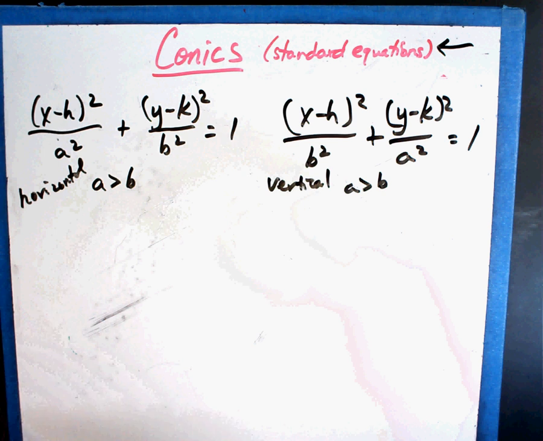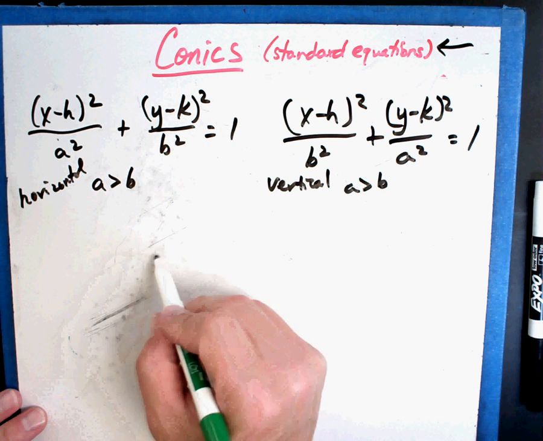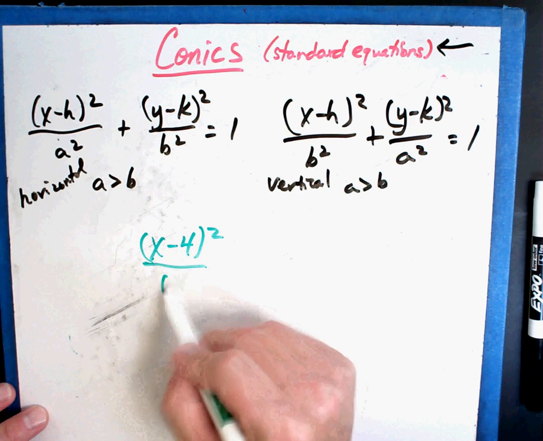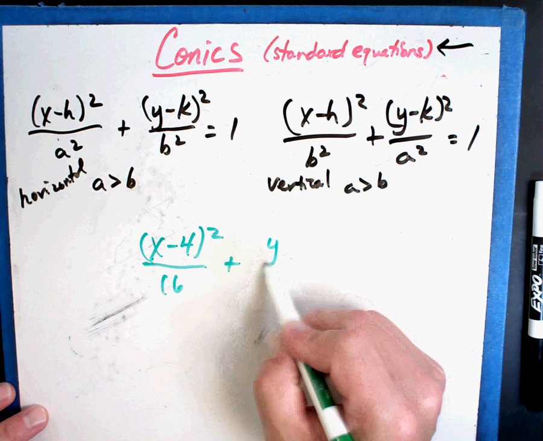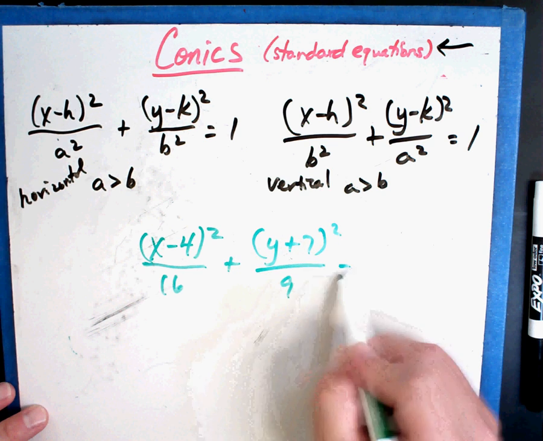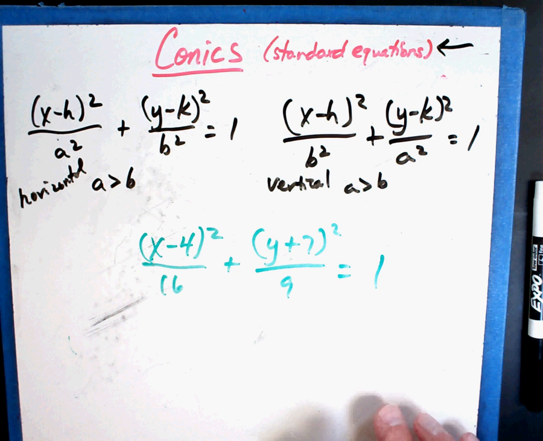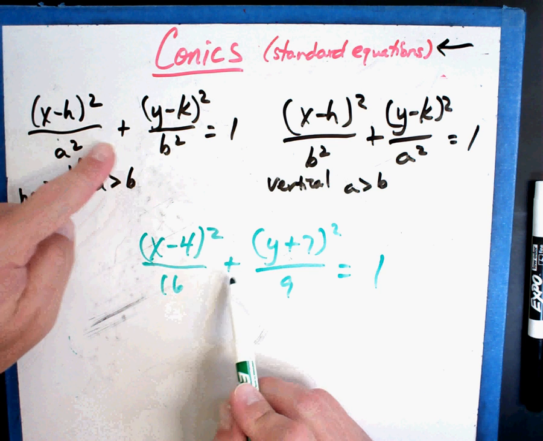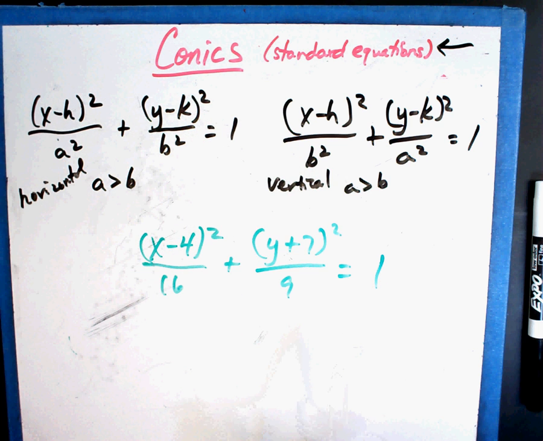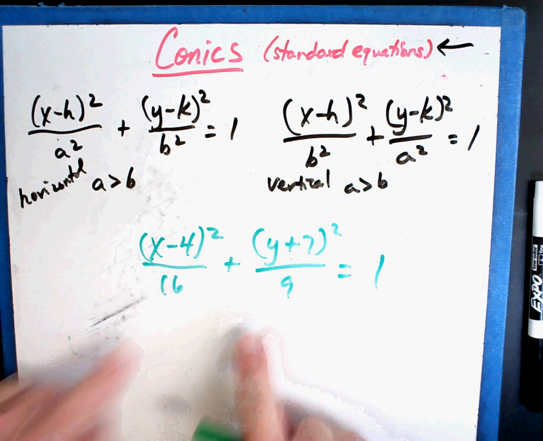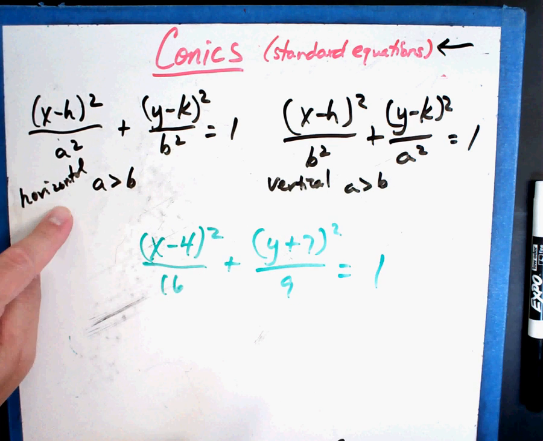Okay, so let's see what example we have. Let's say they give us something like this: x minus 4 squared over 16 plus y plus 7 squared over 9 equals 1. So let's figure out some stuff real quick. Do we need to change it? Well, it looks like it's in the correct form. I have a plus sign, and they're equal to 1. Is it the horizontal or vertical version? Well, it all comes down to the a. If this is the greater number or this is the greater number, it's obviously going to be this one. It's going to be a horizontal one.